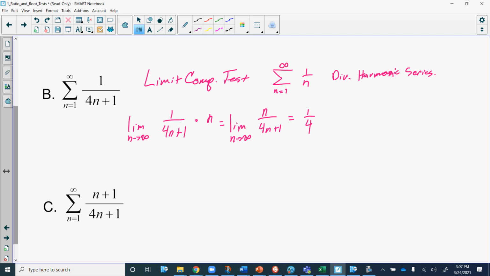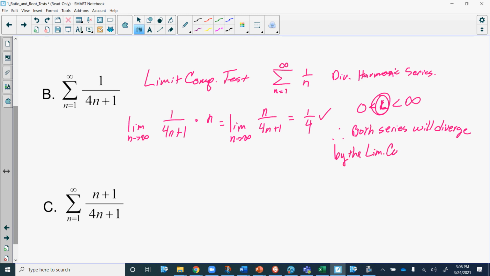Okay? So, remember 0 less than L, L less than infinity. If we have some number that's greater than 0 but less than infinity, which we do, they both behave the same way. Therefore, I would say that in this case, both series will diverge by the limit comparison test.